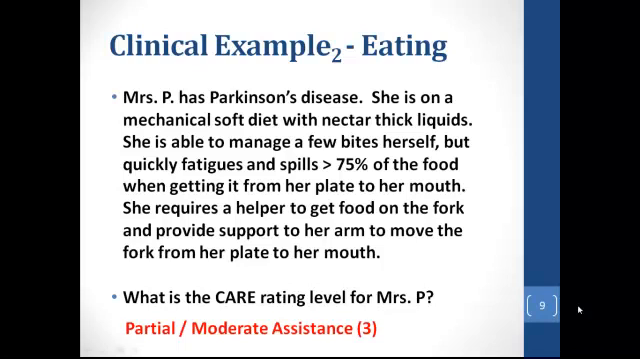The best rating score is 3. She is able to complete a few bites independently, but then requires some physical assistance with getting food onto her utensil and with lifting her arm to her mouth in order to be able to eat her food.